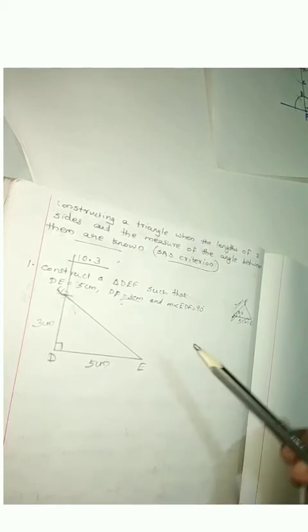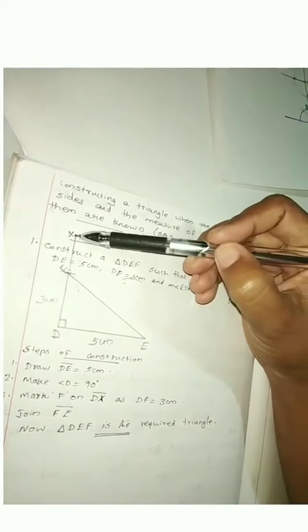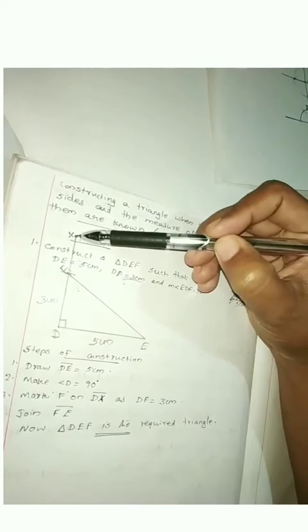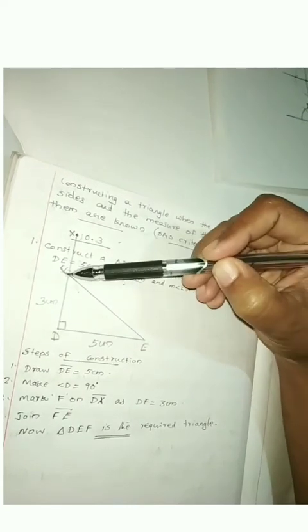Is it clear for you? It's very easy. One side we have to draw first. After that measure the angle. Then on that line mark the length of the side. Then join that side. Now I have marked X here because DX. On this DX we have to mark F as DF is equal to 3 cm. This is the step here. Clear?